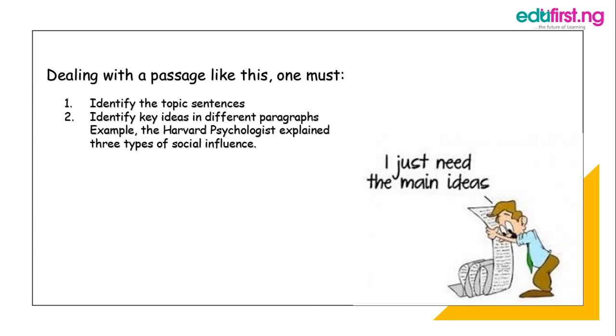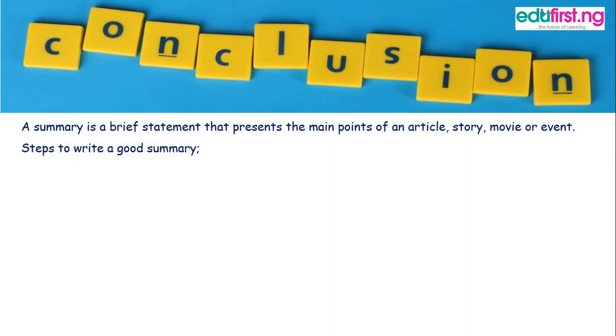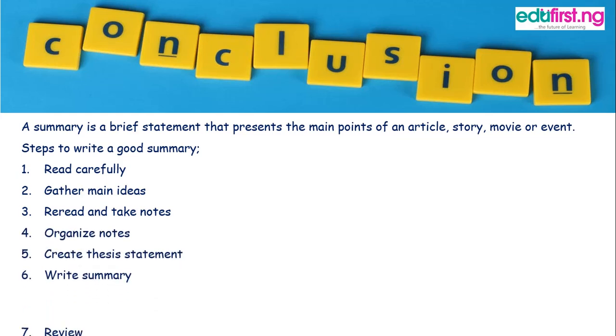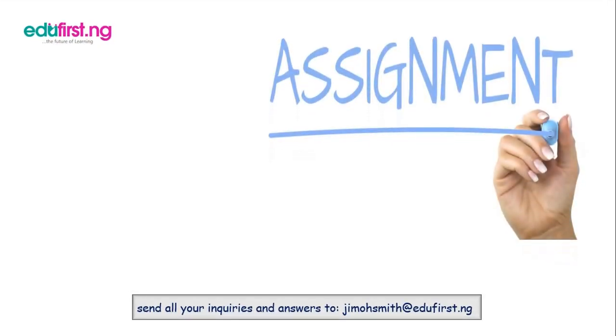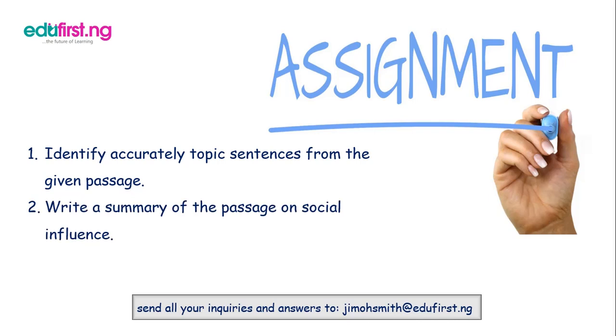And this brings us to the end of today's lesson. In conclusion, a summary is a brief statement that presents the main point of an article, a story, a movie, or an event. Steps to write a good summary include reading carefully, gather main ideas, reread and take notes, organize notes, create thesis statements, write summary, review, and revise. For your assignment, I want you to identify accurately topic sentences from the given passage and write a summary of the passage on social influence.